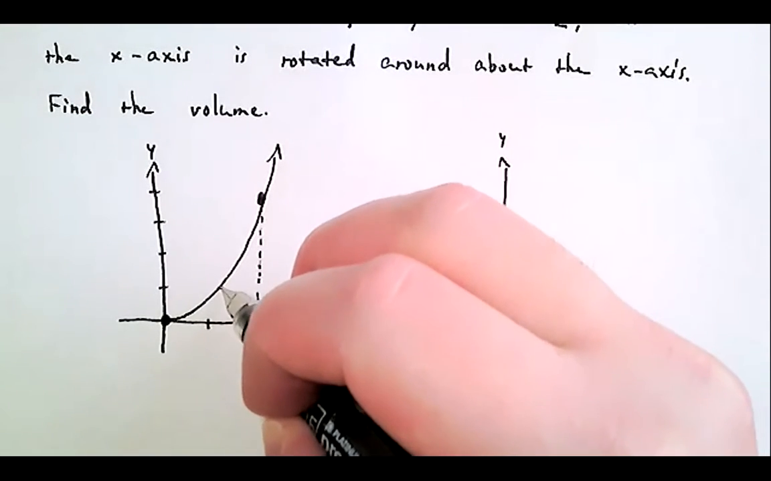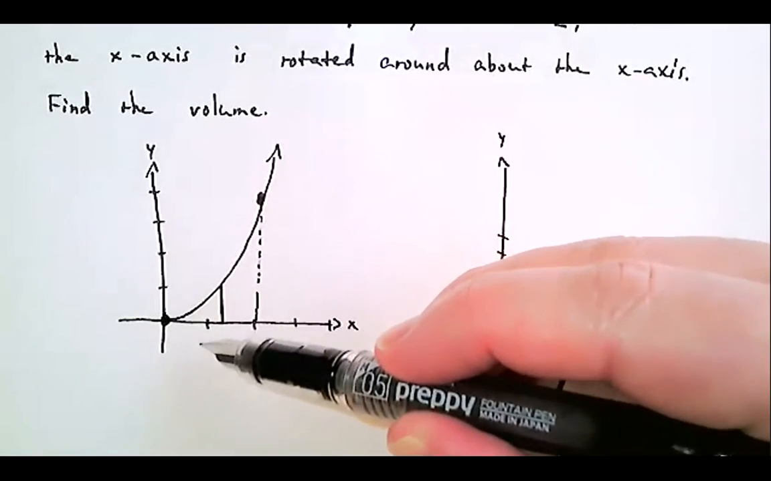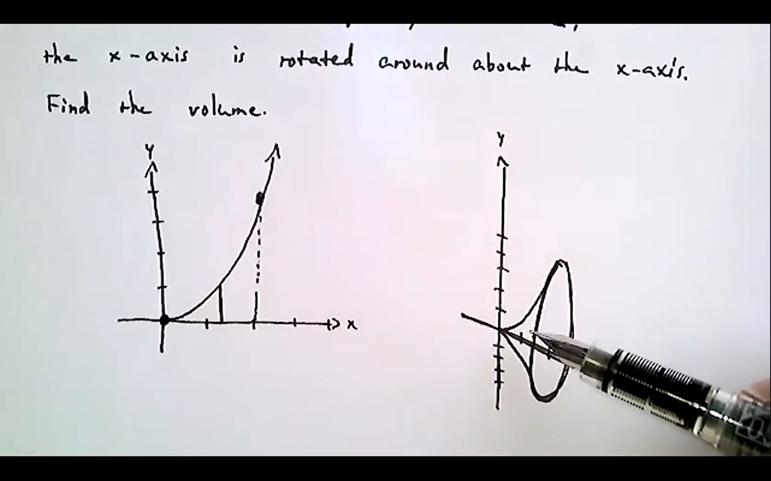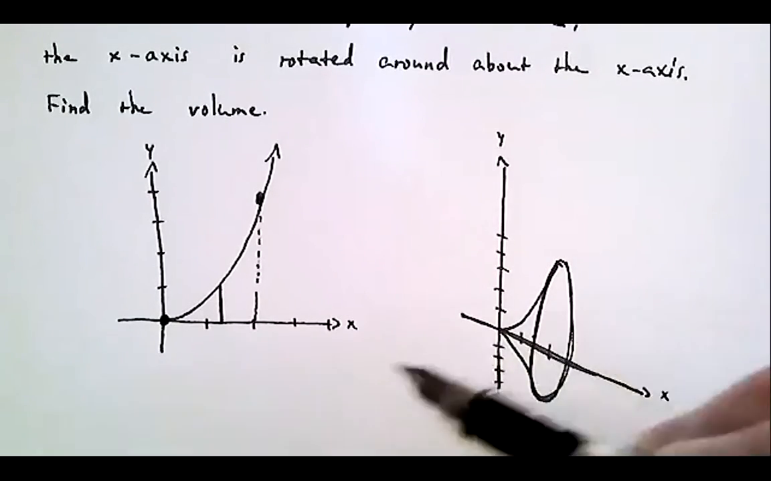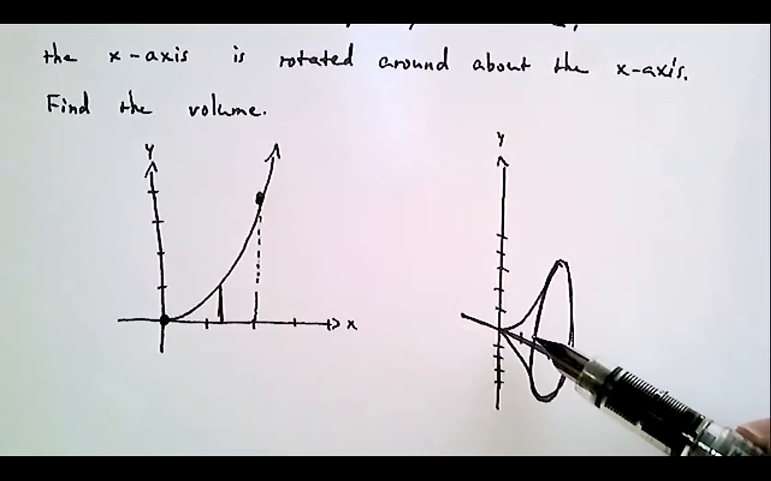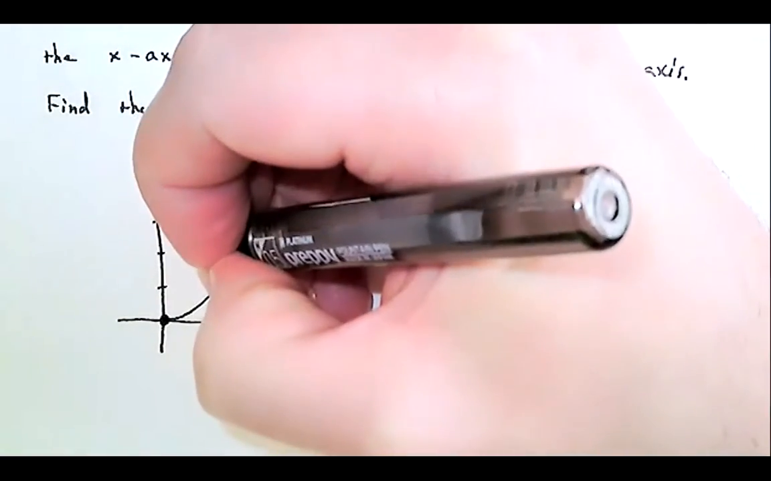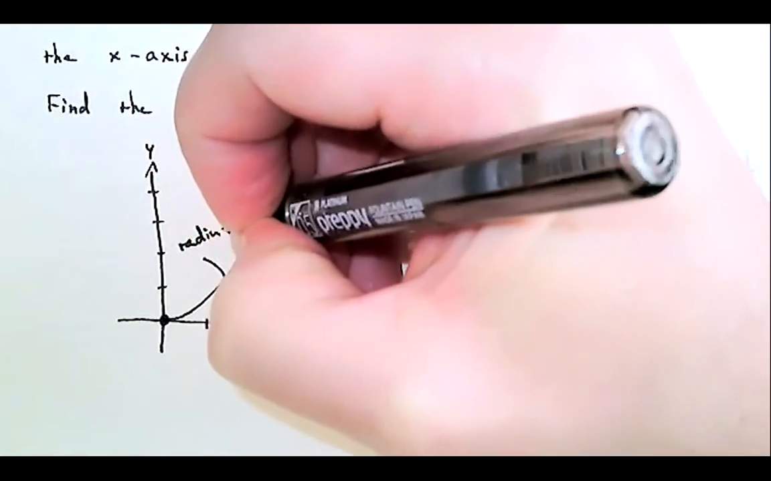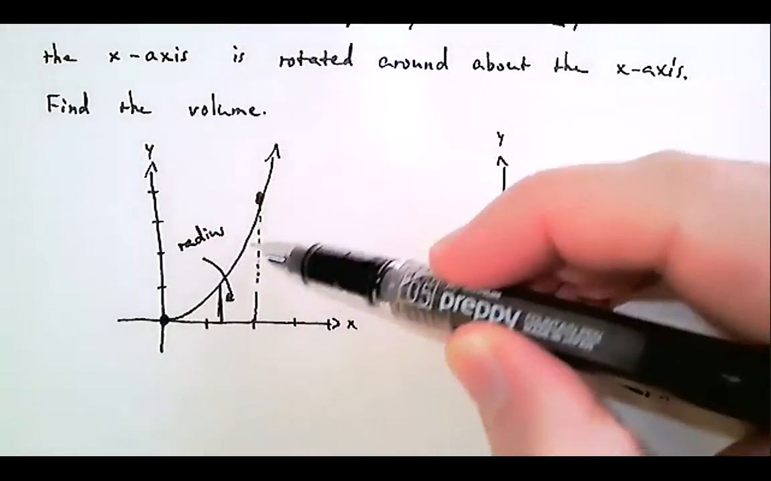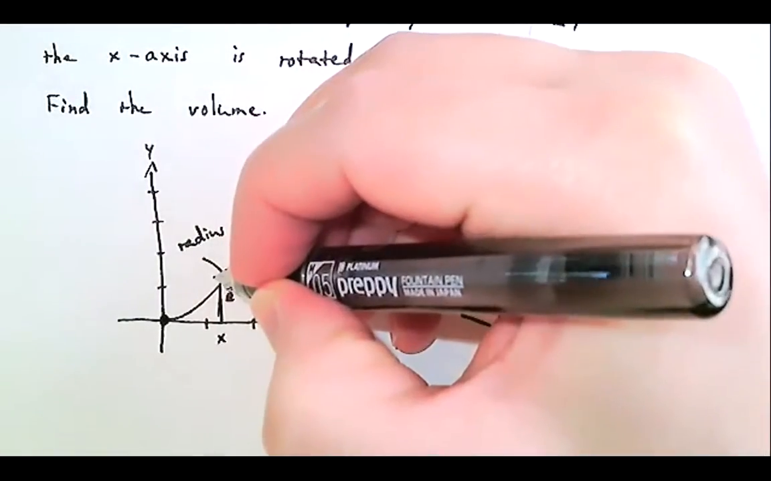Because if I just draw a vertical line here, this vertical line is going to be rotated around in a circle around the x-axis to form my cross-section, my disk. So this actually is the radius of my cross-section. And if you want to know the height of this little line segment, well, it's just the height of my function. So if this is x, then the height is x squared.